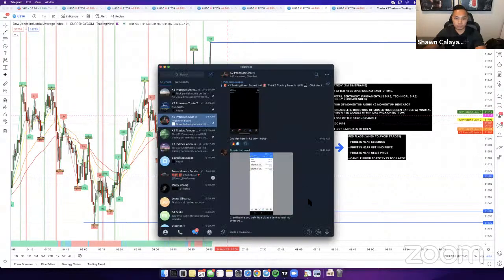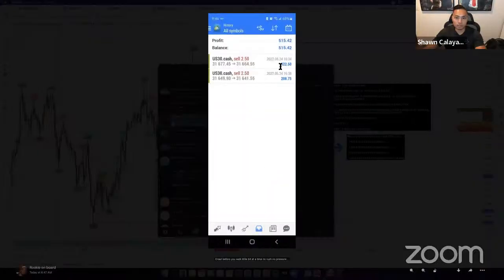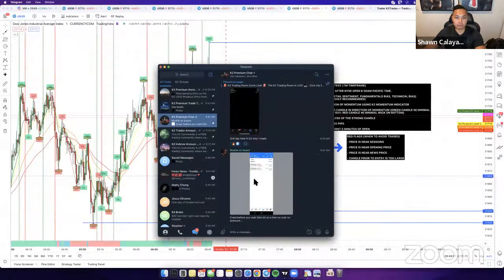Ricky over here as well. Ricky said, crawl before you walk a little bit, and a note: no time, no rush, no pressure, definitely. So Rookie over here took the breakout. You can see the timestamp. She took the trades at 6:34 and 6:38, locked in a total profit of 515 for the day. Nice work, Rookie.